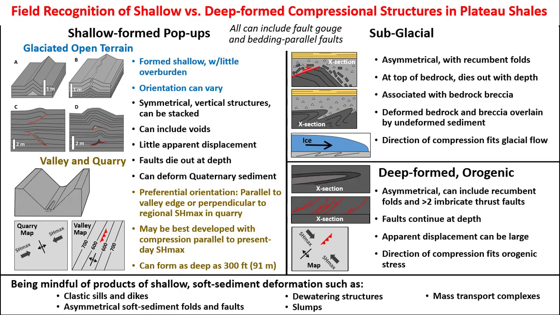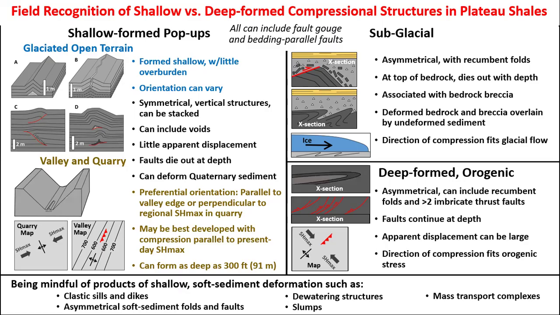Subglacial compressional structures tend to be asymmetrical with recumbent folds. They occur at the top of bedrock and strain dies out with depth. There's an association with bedrock breccia, and they can be overlain by undeformed sediment, as we saw with proglacial sand and silt.